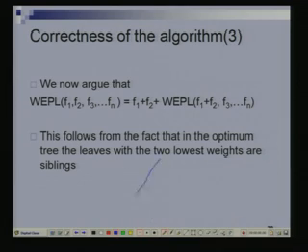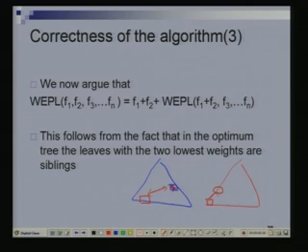Let's take the leaf with the lowest weight. It will have the maximum level number. Suppose this one is coming somewhere in the middle, the leaf with the lowest weight, and below it there is some other leaf with a higher weight. This is not optimum. Why? Because we can swap these two. The total weighted external path length will reduce. So this means the leaf with the smallest weight has to be at the last level.